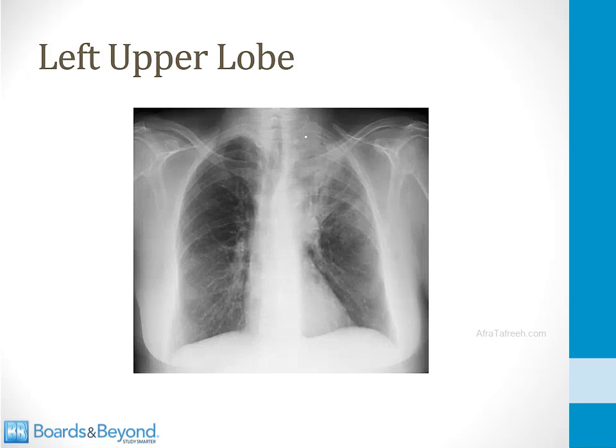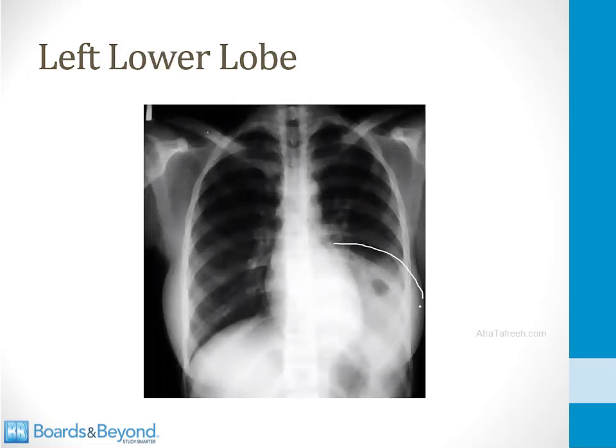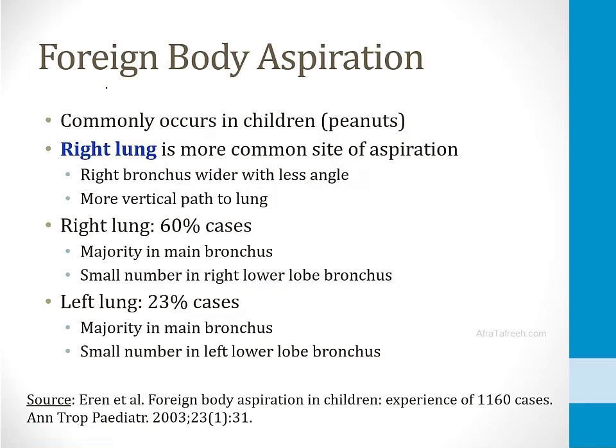On the left side, here's an upper lobe pneumonia. You can see this haziness here in the upper portion of the left lobe of the lung. And then finally, here's an example of a left lower lobe pneumonia. Let's talk about foreign body aspiration, because this is a way that step one often tests your knowledge of the lobes of the lung. So foreign body aspiration can occur in any body, but it commonly occurs in children. They sometimes aspirate peanuts or small toys into the lungs.